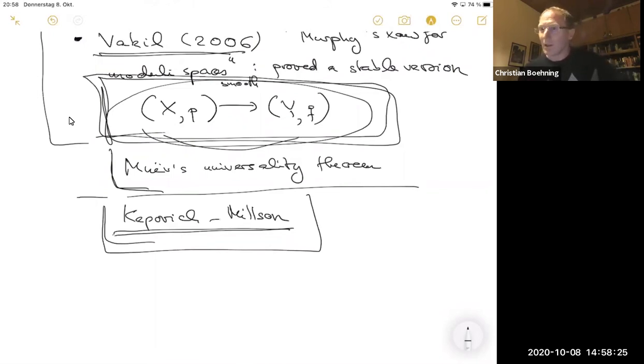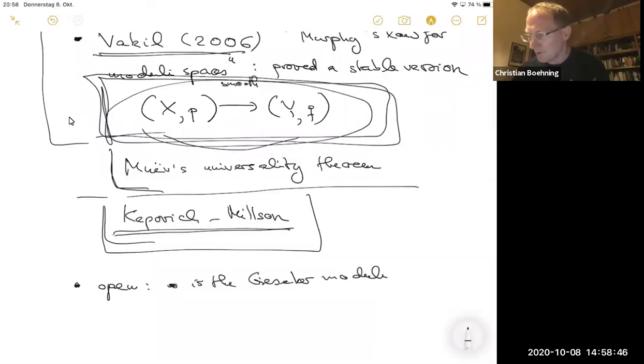So let me maybe just say what is still open is whether in our example also the Gieseker moduli space is a non-reduced point. Is the Gieseker moduli space in our example also a non-reduced point?